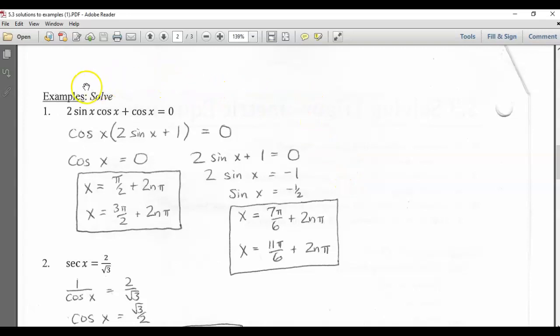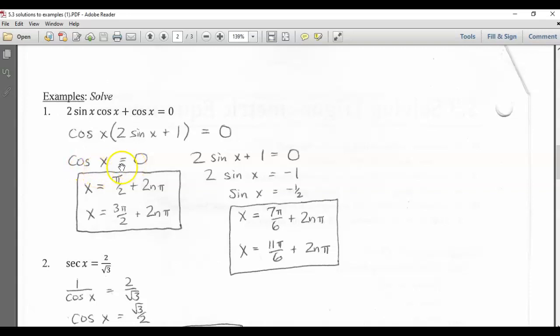Okay, I'm not going to go over all the details of all these examples. You can look over them on your own, but I am going to point out in this one, there are two terms that have a common factor of cosine x. So we start by factoring that out, and then we use the old algebra trick of if there are two things multiplied together equal to 0, we can set each one individually equal to 0.